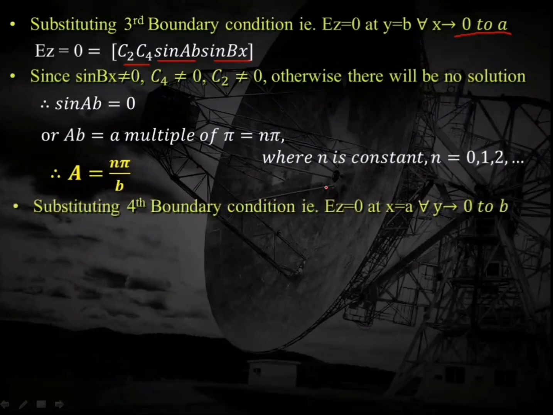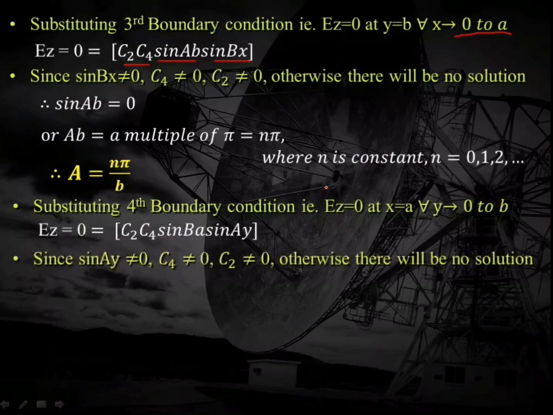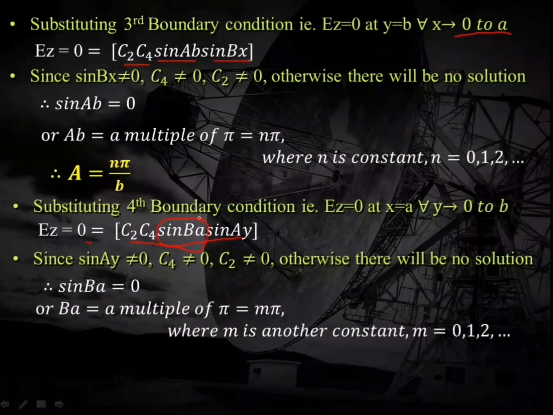Similarly, while applying the fourth boundary condition, which states Ez is equal to 0 for x equal to a and for all y from 0 to b, in my equation number 22, I will get Ez equal to 0 for C2 C4 sin B a sin A y. Again, C2 and C4 cannot be equal to 0. The only possibility here is sin B a is equal to 0. Obtaining the value of B, we will get B is equal to m pi by a.